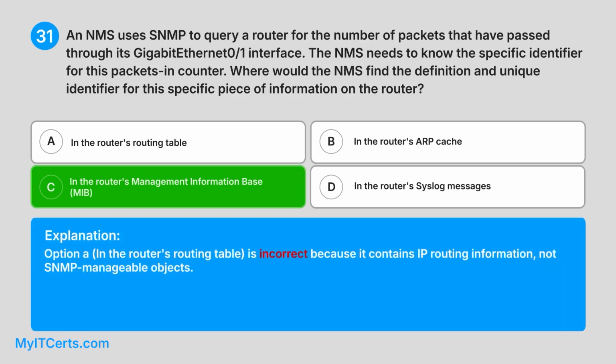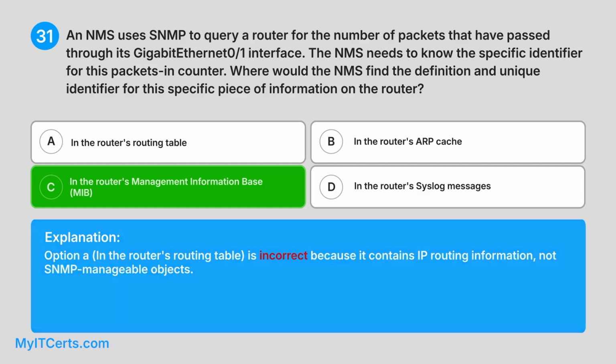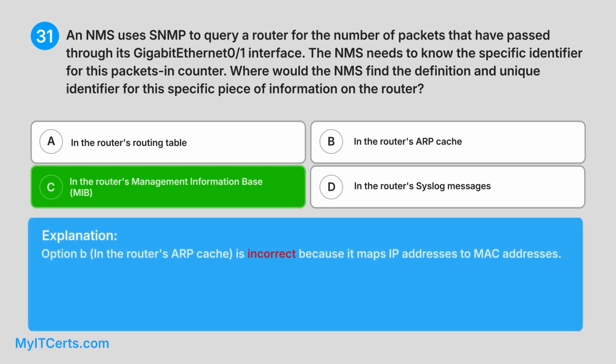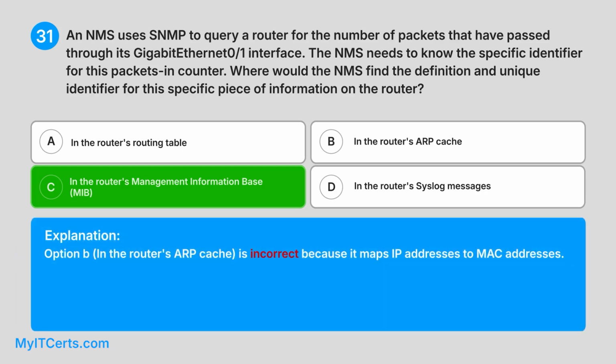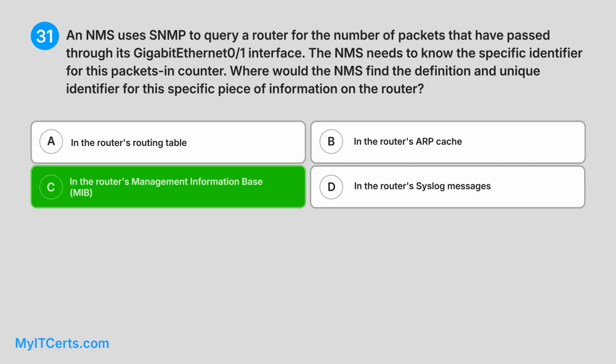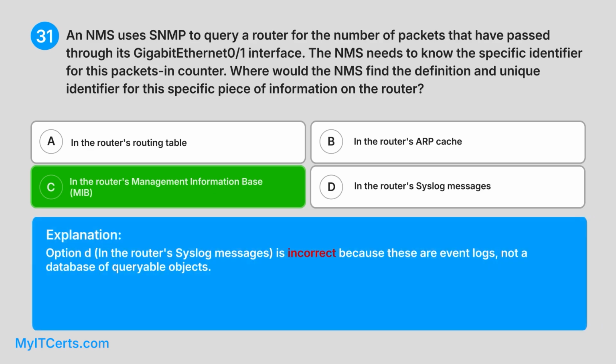Option A, in the router's routing table, is incorrect because it contains IP routing information, not SNMP manageable objects. Option B, in the router's ARP cache, is incorrect because it maps IP addresses to MAC addresses. Option D, in the router's syslog messages, is incorrect because these are event logs, not a database of queryable objects.